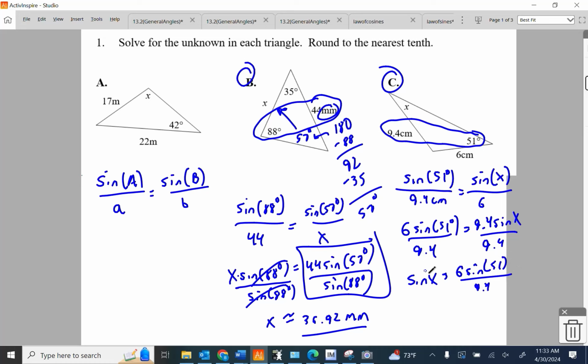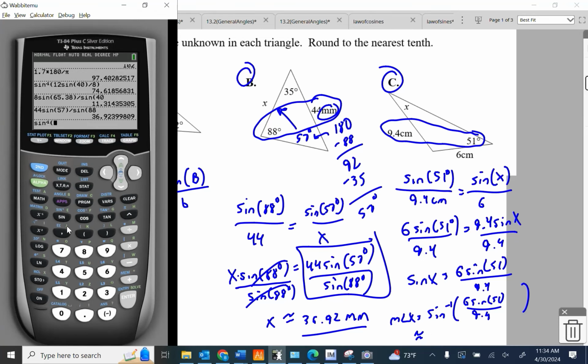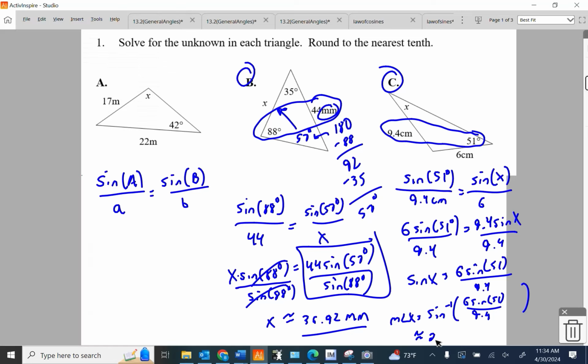Now, if I want x, I have to do the opposite of sine. I have to do the arc sine. So the measure of angle x is the arc sine of this junk, 6 sine 51 over 9.4. We'll carry that out to the nearest hundredth. Second sine, 6 sine 51. 29.74 degrees.